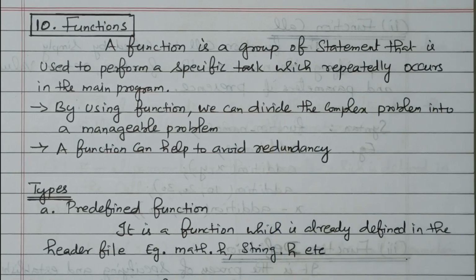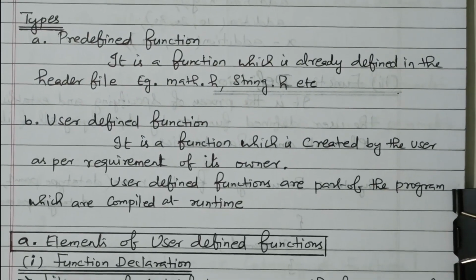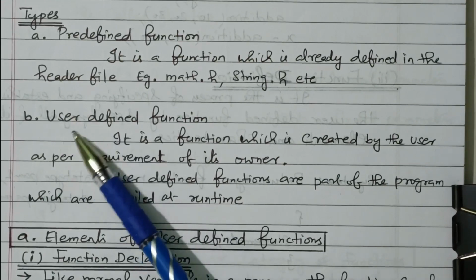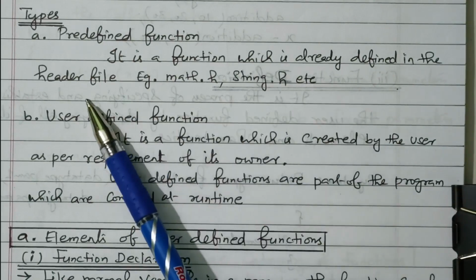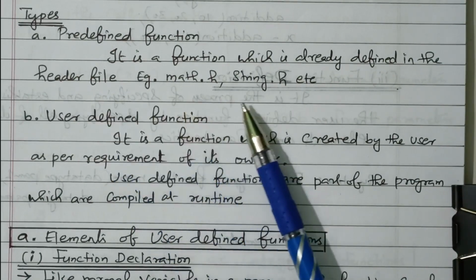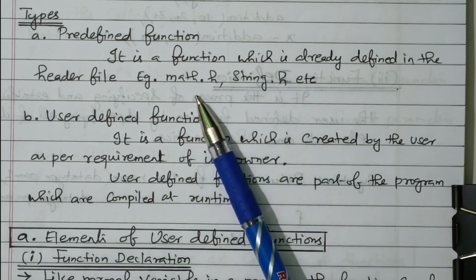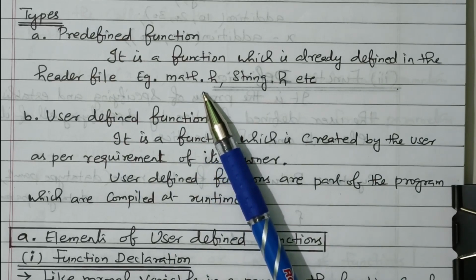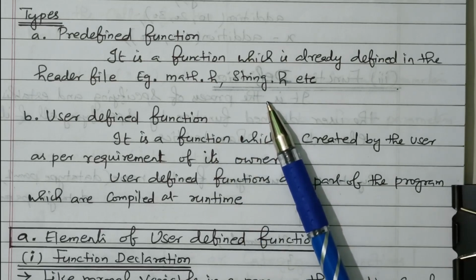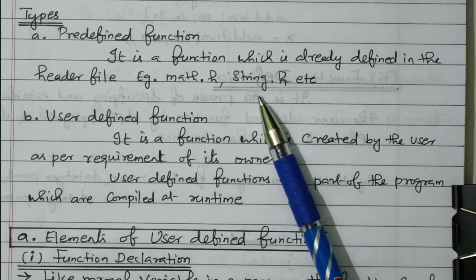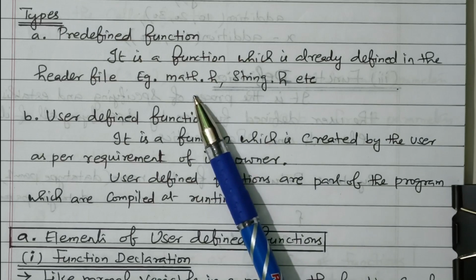Now we'll see the types of functions available. First one is the predefined function. Predefined function means already available in the compiler itself. It is a function which is already defined in the header file, that is math.h, string.h, etc. This math.h will perform mathematical operations, square root, sine theta, tan theta, like that. String.h means it will perform string operations, string concatenation, string lower, string upper, string comparison. All these things will be done by string.h. So these things are already defined in the header file.